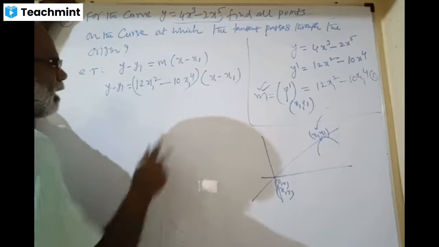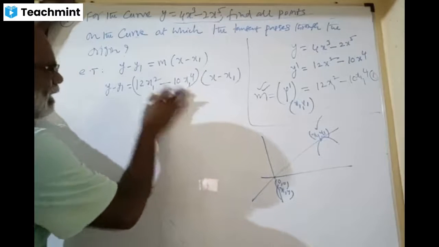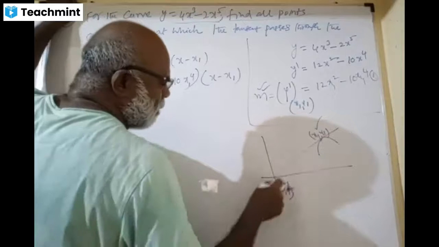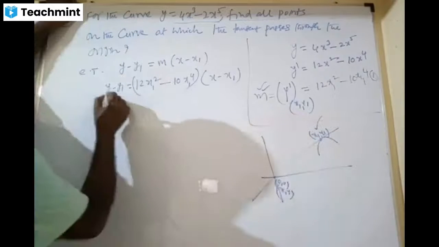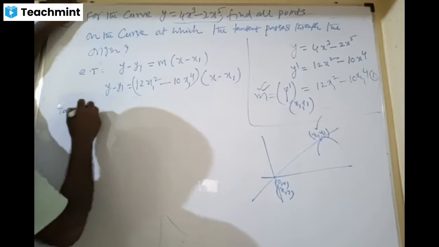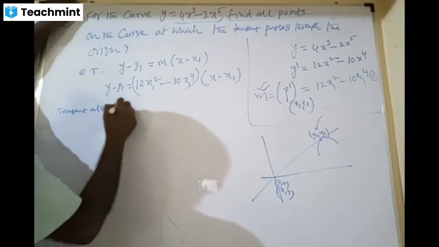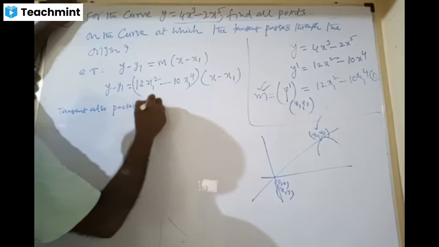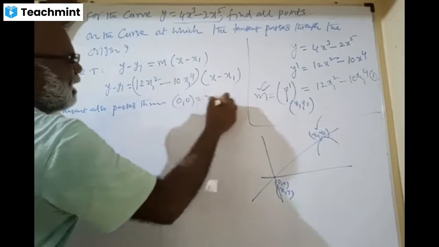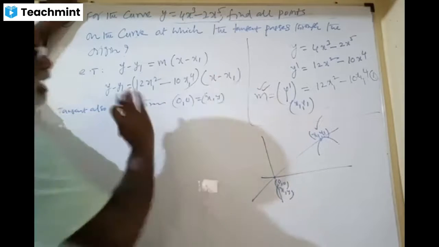Friends, look at this. This is the point x1, y1. The tangent also passes through 0, 0. That means x, y is 0, 0, not x1, y1.